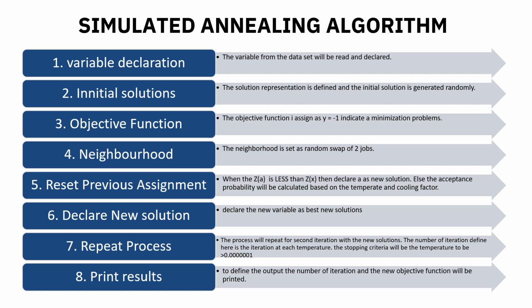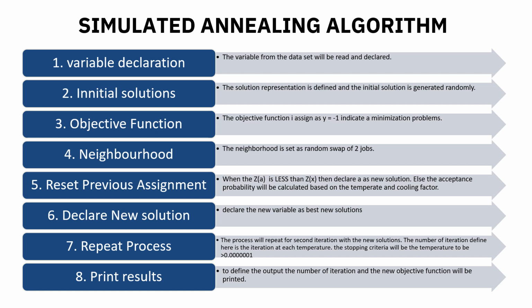Looking into the result for simulated annealing, here is the step-by-step on how the result can be computed using JavaScript, similar to hill climbing. First will be the variable declaration. Second, looking into the initial solution, finding out the representation first, then calculating the objective function. In the objective function here, it has been assigned as -1, indicating a minimization problem, and the neighborhood is still the same swap random of 2 jobs.